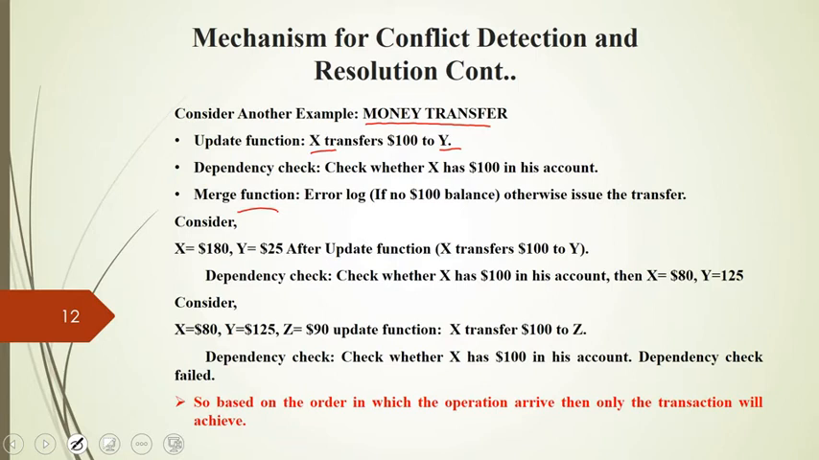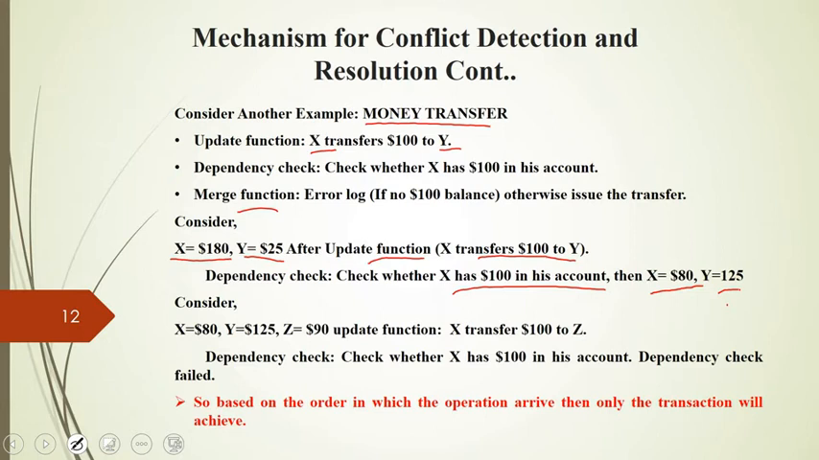So consider the example where X has $180 and Y has $25. In the update function, X transfers $100 to Y. So in this condition, the dependency check verifies whether X has $100 in its account. If X has $100, then it will perform the update, and then X will become $80 and Y will become $125.